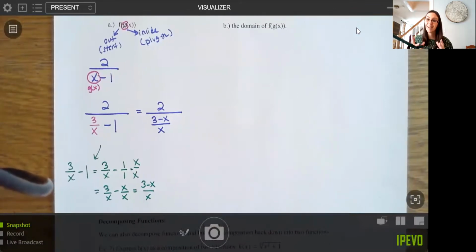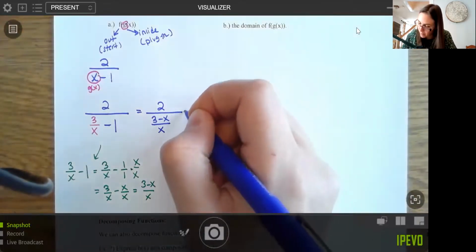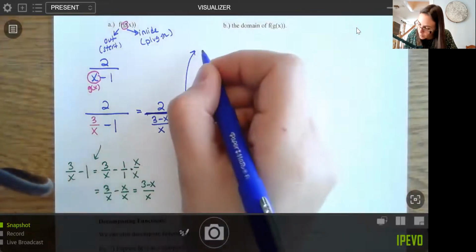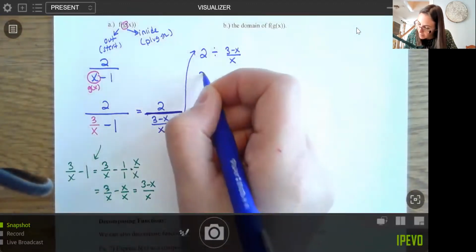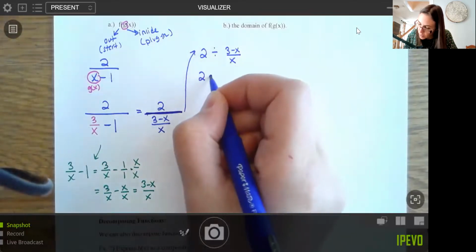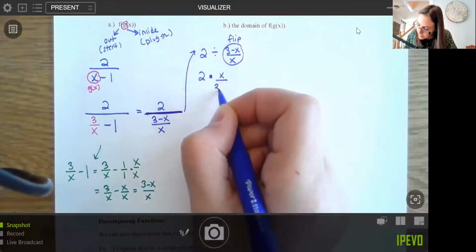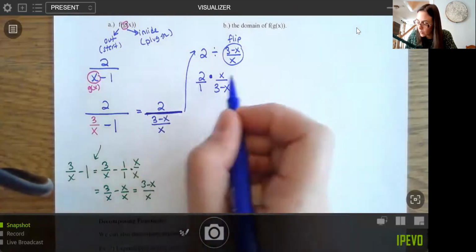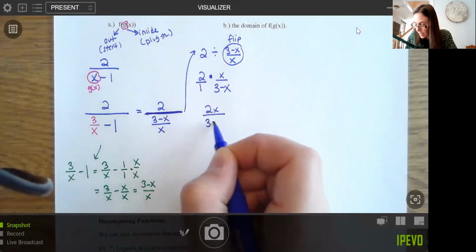Now I have still a little bit more simplifying to do here. So we're going to be careful. There's different ways to think of it. But one way that I like to think of it is this bar here is just division, right? So this is really 2 divided by 3 minus x over x. And if you think about fractions, we always change division to multiplication, and then we always flip that second fraction and take the reciprocal. Now this is 2 over 1. So if I multiply straight across, I'm left with 2x over 3 minus x.